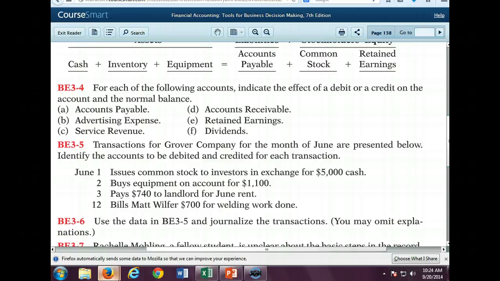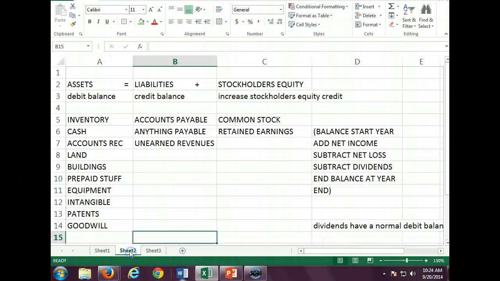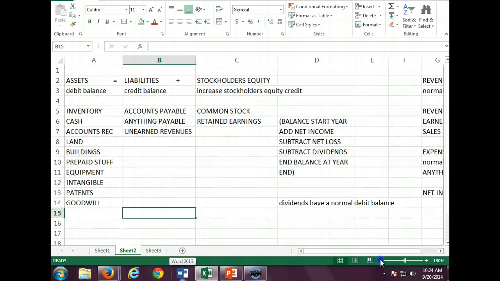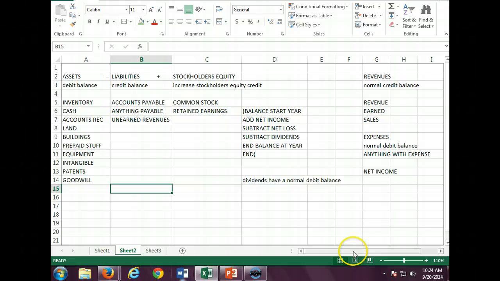So let's go back to our little cheat sheet here. Now, remember this cheat sheet? If it's a normal balance, that's the side where an increase is going to happen. If the normal balance is a debit, that means when we increase it, we're going to debit it. If the normal side is a credit, then that's the side we're going to use to increase it. So, let's look at this example while we figure out this next problem.